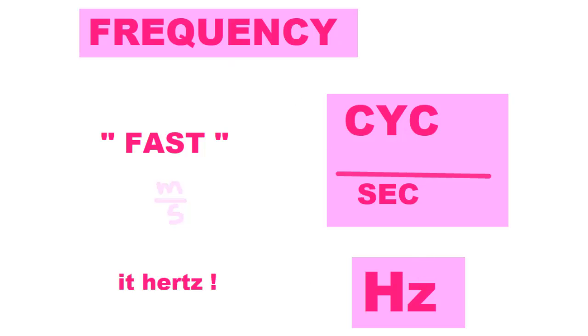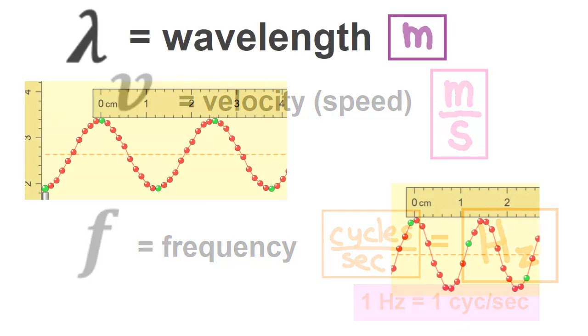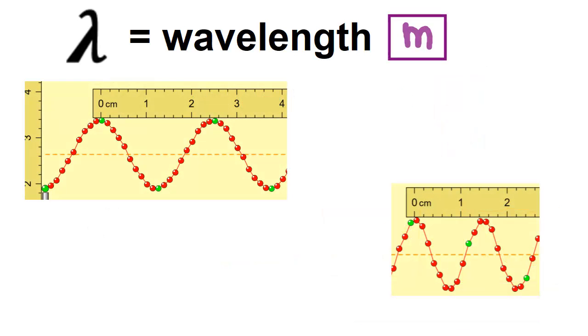Frequency is cycles per second, or hertz. Frequency is how fast something cycles, and 1 hertz equals 1 cycle per second. So let's use some examples with actual waves.